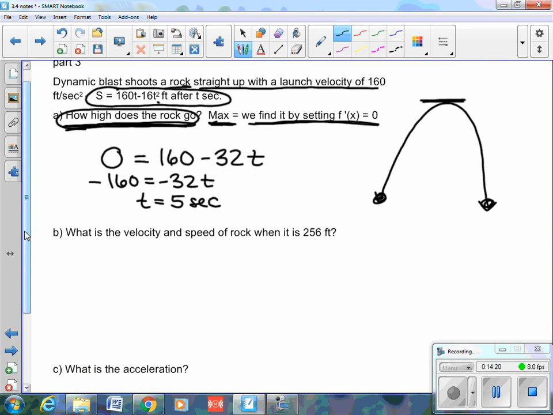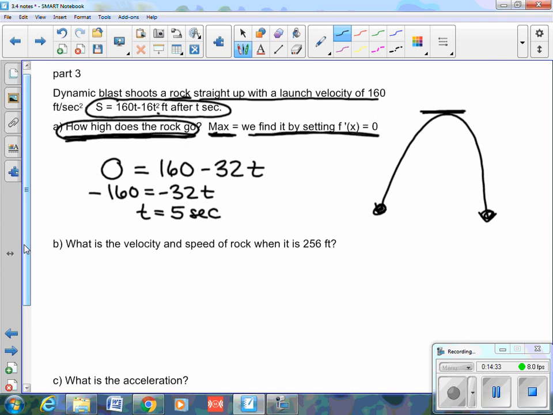What is the velocity and speed of the rock when it's 256 feet high? What is the velocity and the speed of the rock when it's 256 feet? So you are going to set the original equal to 0. Did I spell it wrong? No, I spelled that wrong. I don't even know what I'm doing. Whatever. What is the velocity and speed of the rock when it's 256 feet?